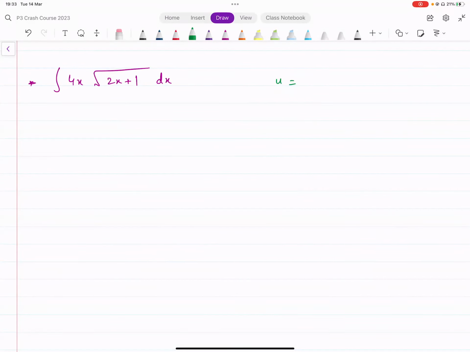Now we have to think about this dx, how to replace this dx. For that, we differentiate it. du over dx, what does that turn out to be? That's equal to 2. You have to make dx the subject, and that leaves you with du over 2. Just input these two things there and see what that gives you.